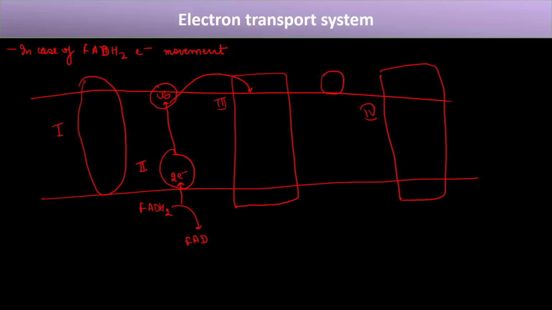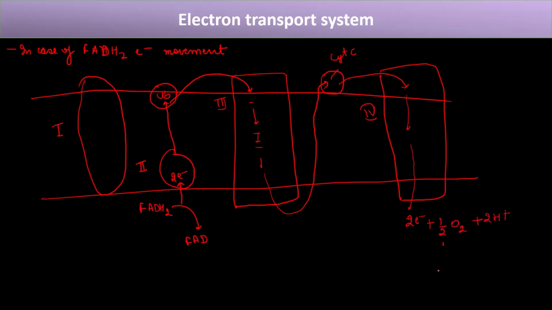Okay. And this complex 3, what it does, we know that we have various things here. So electrons get transferred from there to there to there, and then ultimately it moves to where? It moves to cytochrome C. This is cytochrome C. And from cytochrome C, it moves again to complex 4. Ultimately, how many electrons are moving? Two electrons, right? So these two electrons, in the presence of oxygen and hydrogen ions, lead to the production of water.